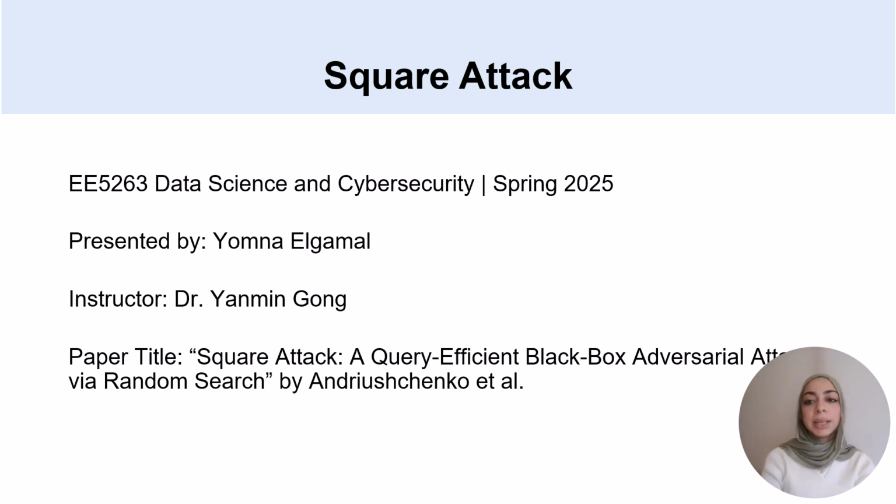Hello everyone, my name is Yumna and the paper I'll be talking about today is called Square Attack, a Query-Efficient Black Box Adversarial Attack via Random Search. It was written by Maxime Andriushchenko, Francisco Croce, Nicolas Flammarion, and Matthias Hein. It was published in 2020 at the European Conference on Computer Vision. This paper has gotten a lot of attention. It's been cited over 1,200 times on Google Scholar, which shows how important and influential it is.